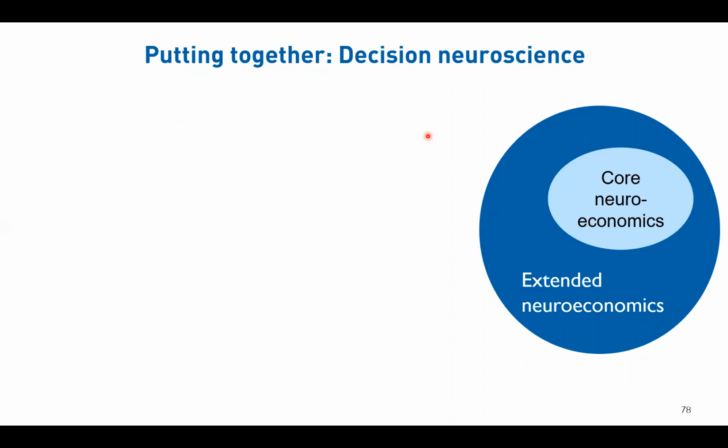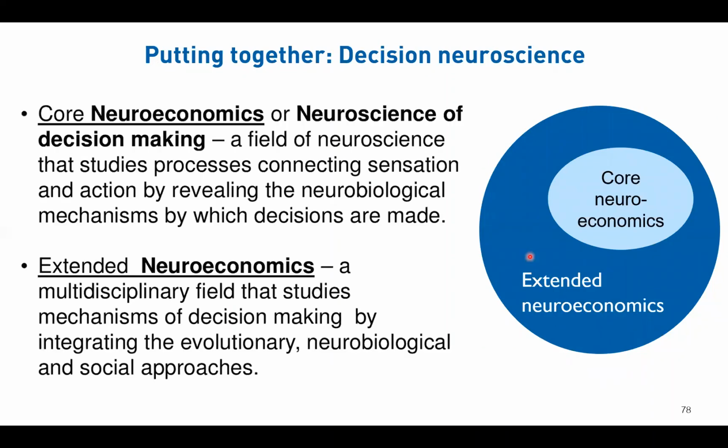So putting together decision neuroscience or neuroeconomics, there is a core part of neuroeconomics. There is also an extended part of neuroeconomics. The core part of neuroeconomics or decision neuroscience is a field of neuroscience that studies the process connecting sensation and action by revealing the neurobiological mechanisms by which decisions are made. This is repeating what I said already from that research article.